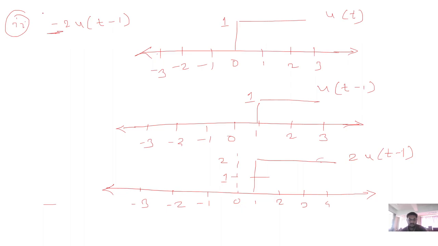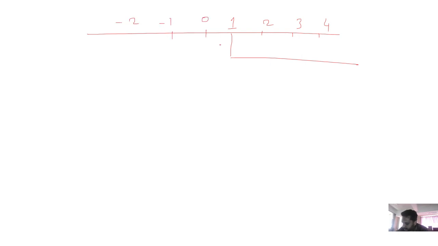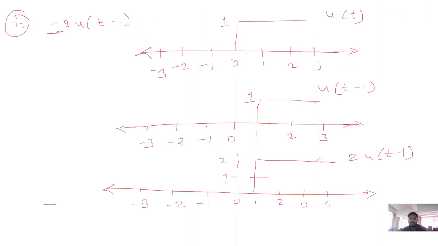And in the next diagram, we have to take care about this minus, and therefore it will become: starting with 1, 2, 3, 4, 0, minus 1, minus 2, and say this is minus 1 and its amplitude is going to be minus 2. So this is minus 2u of t minus 1, right? And this is the signal which we were asked to plot. I hope I'm clear. Any question till now?